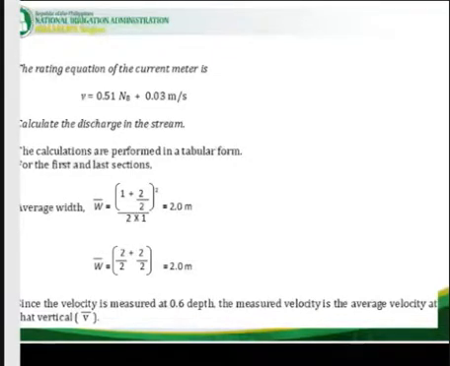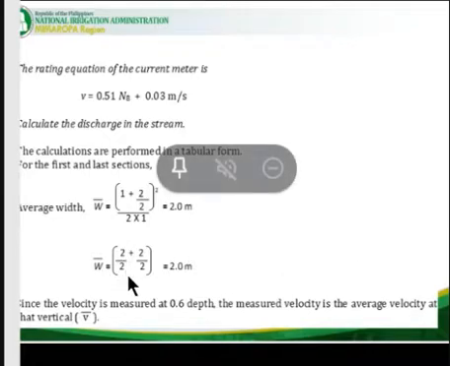The calculations are performed in tabular form. For the first and last sections, average width W bar is equal to (1 plus 2 over 2) squared over 2 times 1, which is equal to 2 meters. For the rest, W bar is equal to 2 over 2 plus 2 over 2, which is equal to 2 meters. Since the velocity is measured at 0.6 depth, the measured velocity is the average velocity at that vertical, V bar.